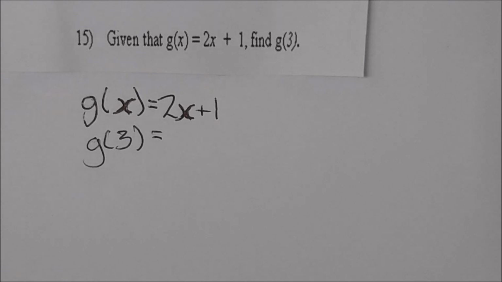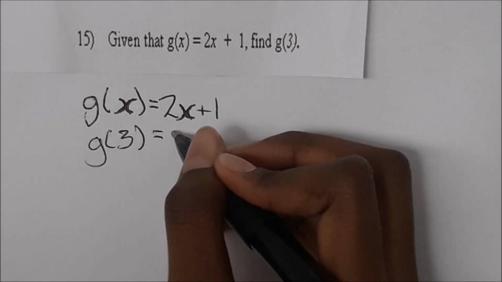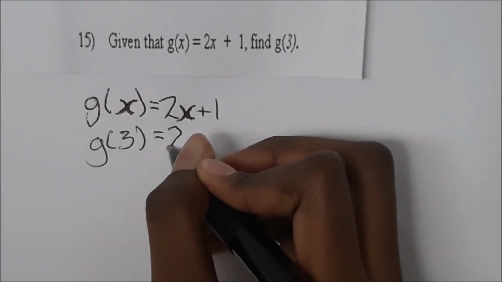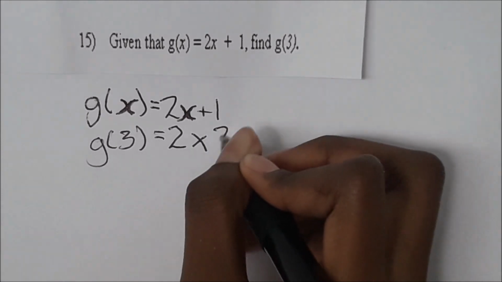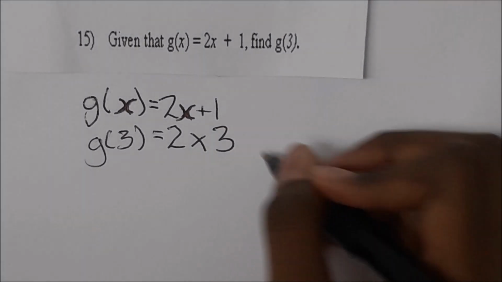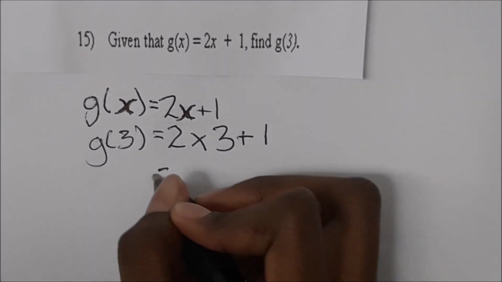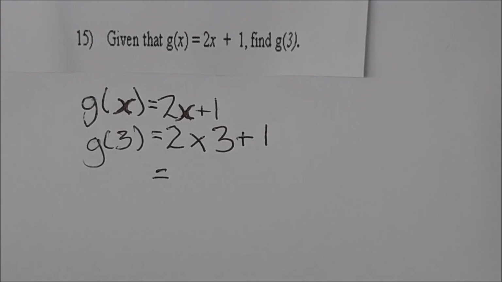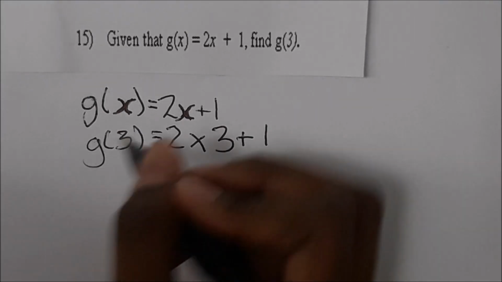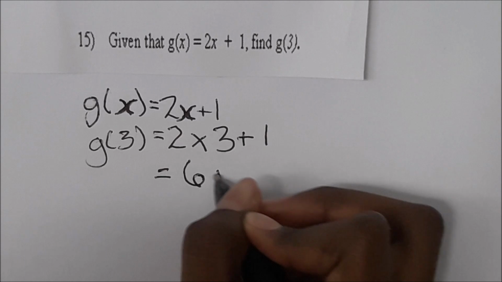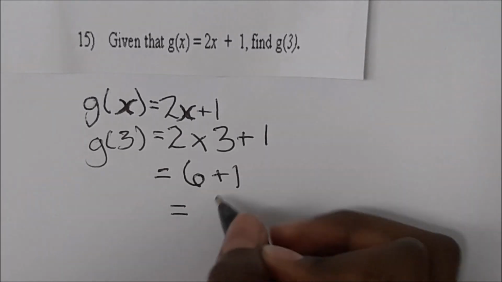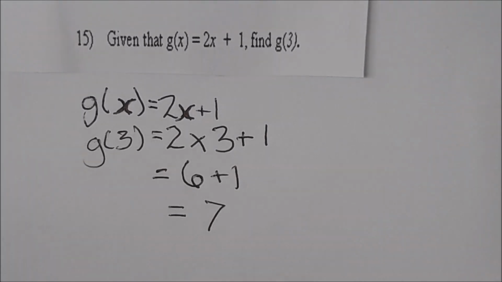Correct. Now write 2. And it's 2x, so it means 2 times 3. So put 2 times 3 plus 1. Okay, continue. Equal. 2 times 3? 6. Write the 6 plus 1. And then equal. 6 plus 1 is 7. Very good. So your answer is 7.